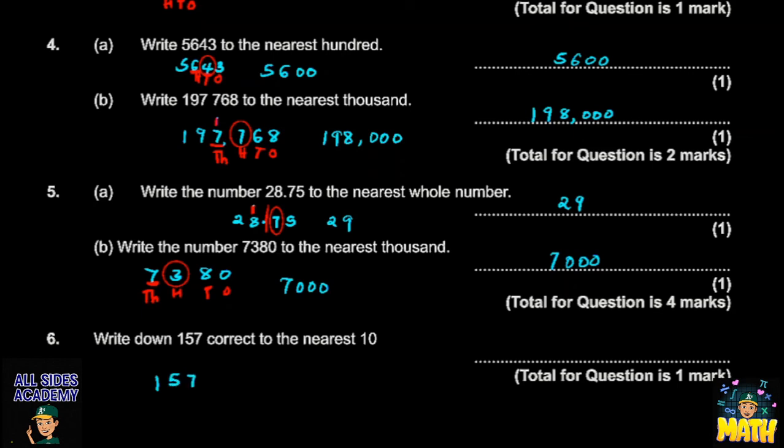Write 157 correct to the nearest 10. 10 means tens. So 5 is our focus. The number next to it is 7. 7 is 5 and above. So it's going to round that up to 6. So we'll have that written as 160. So I'll write that down. 160 as our answer.